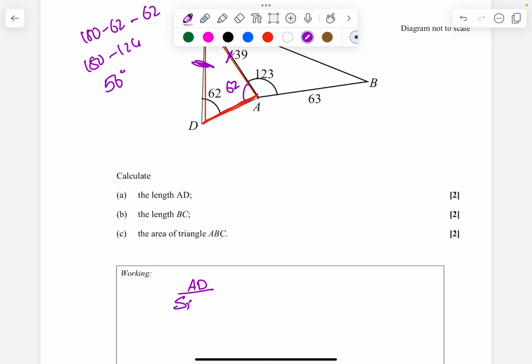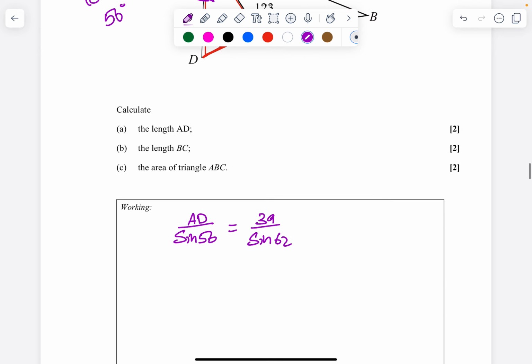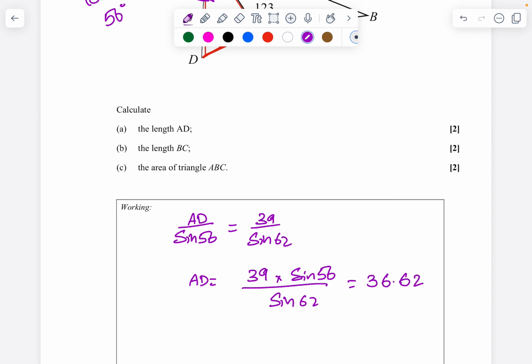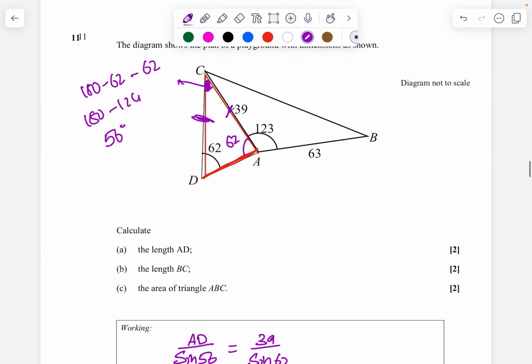So I use the sine rule. AD by sine 56 equals 39 by sine 62. So what's going to be AD? AD equals 39 times sine 56 by sine 62. Use the calculator in degrees mode, then 39 times sine 56 divided by sine 62. That's going to be 36.61, 36.62 or 36.6 centimeters. No units are given.